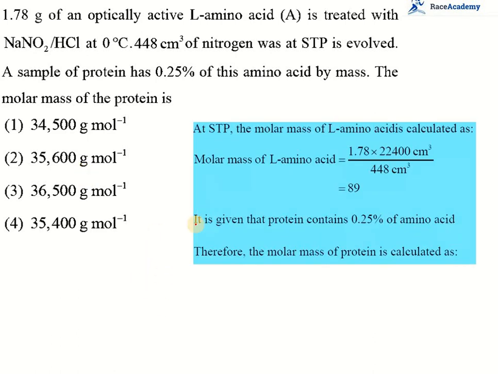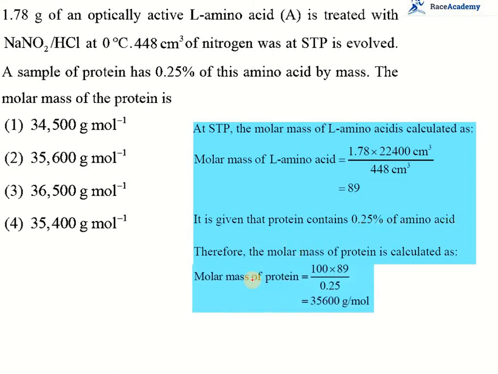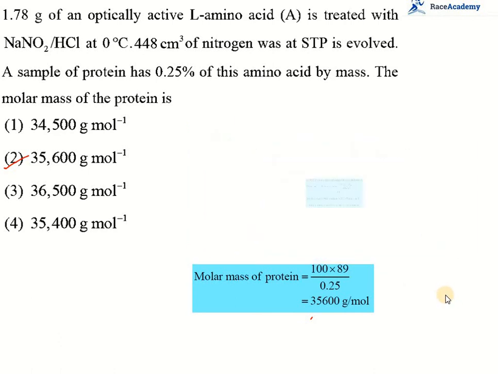See, in this, the molar mass of the amino acid can be calculated by dividing its mass by the number of moles. We got 89. It is given that the protein contains 0.25 percent of it, and therefore the molar mass of the protein can be calculated using this expression, that is 89 into 100 by 0.25. Finally we got 35,600. So the second option is the right option for it.